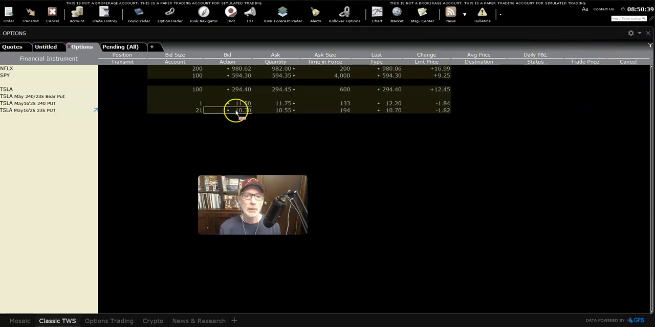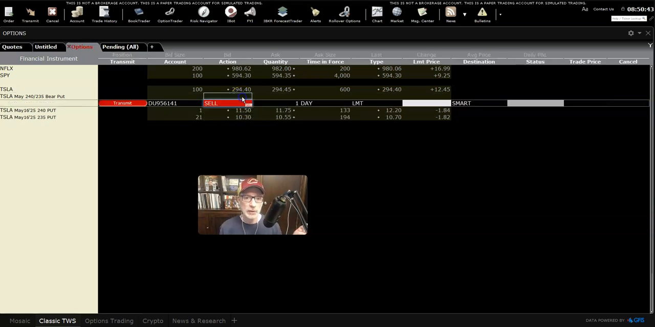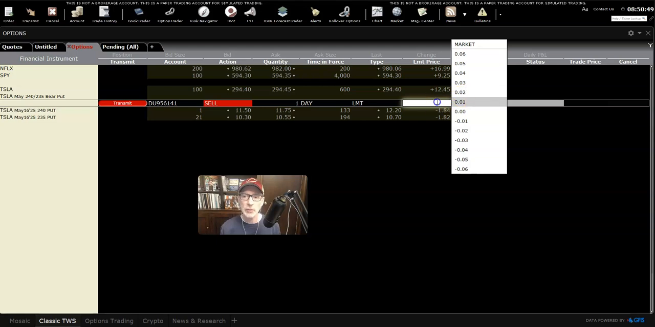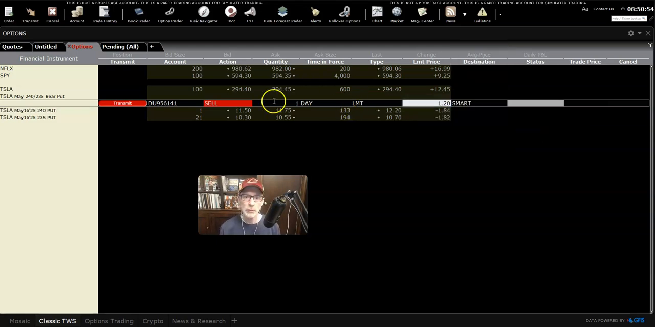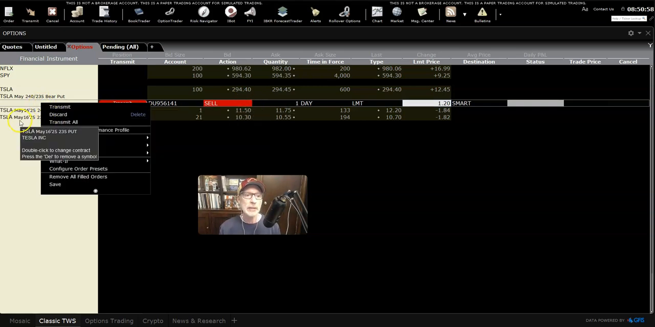If you want to sell the spread, you click on the bid column. So I'm just going to click in here, and it's going to bring up a new line. Okay, we're going to sell the spread, and since there's nothing here, we're going to put in $1.20. But if the market was open, it would show you some numbers in here.